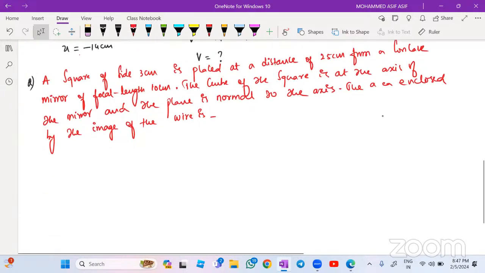A square of side 3 centimeter is placed at a distance of 25 centimeter from a concave mirror of focal length 10 centimeter. The center of the square is at the axis of the mirror and the plane is normal to the axis. The area enclosed by the image of the wire is.